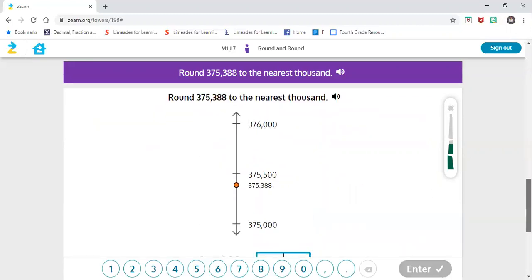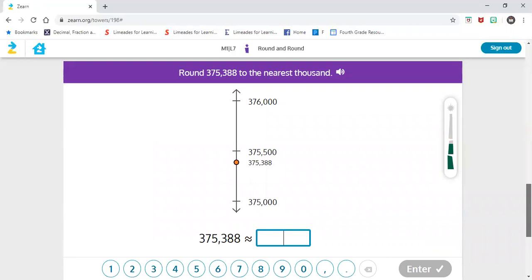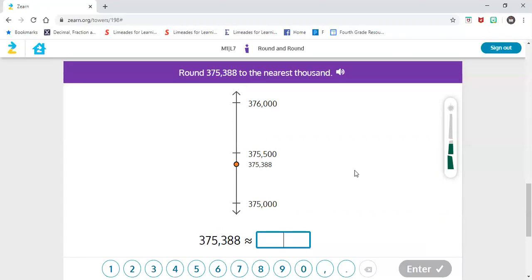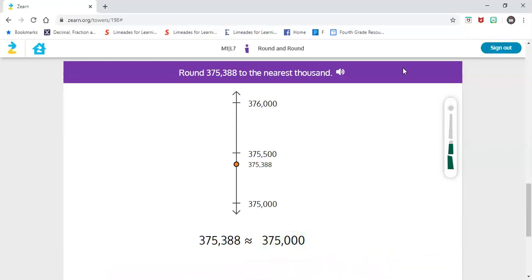So what we've learned is if my number that I plot on my vertical line is below my midpoint, that means that I'm going to use the bottom of my vertical line. So we're saying that 375,388 is about 375,000. Good job.